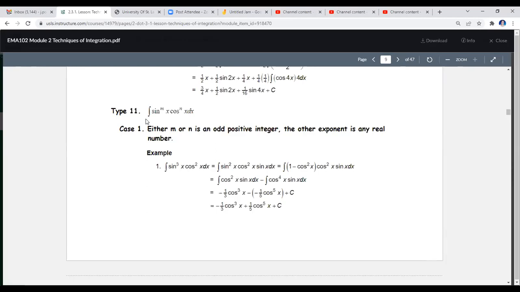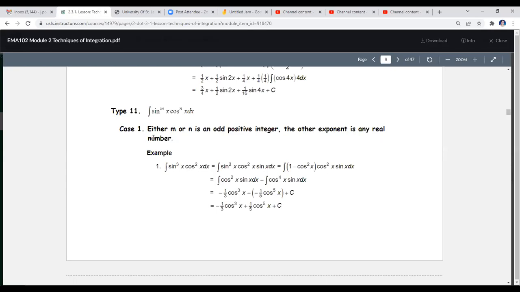I'm sure the cases under this particular type 2 complex trigonometric function would be dependent on the identity of the exponents of the sine and the cosine function that you are seeing here. Okay? Now, either m or n is an odd positive integer. So this m and this n that you see as exponents of the sine and the cosine function respectively can either be positive and odd in nature. The other exponent is any real number.